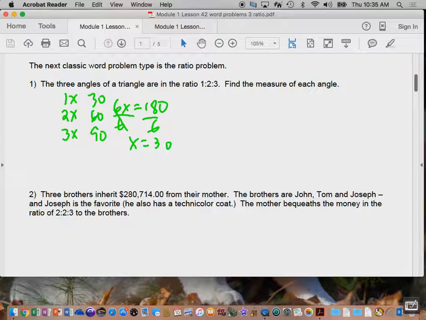Where'd you get 6 from? Where'd I get 6 from? Oh, angles of a triangle, you add them up. So 1x, 2x, and 3x, add them up. Okay, so that's the idea behind the ratio problem. You put it together, you see it, you add it all up. X is that thing that they share in common. So why don't you try number 2?